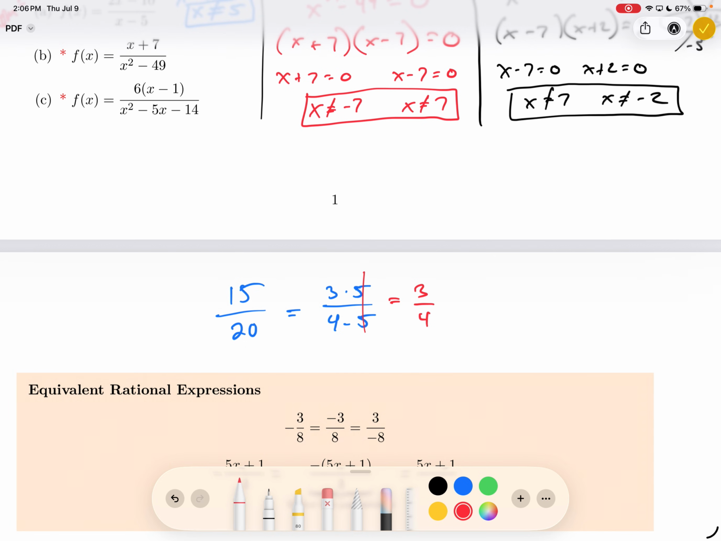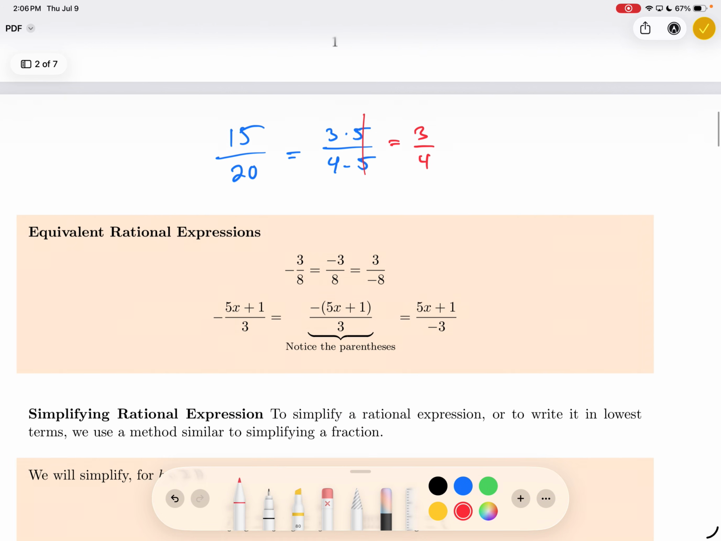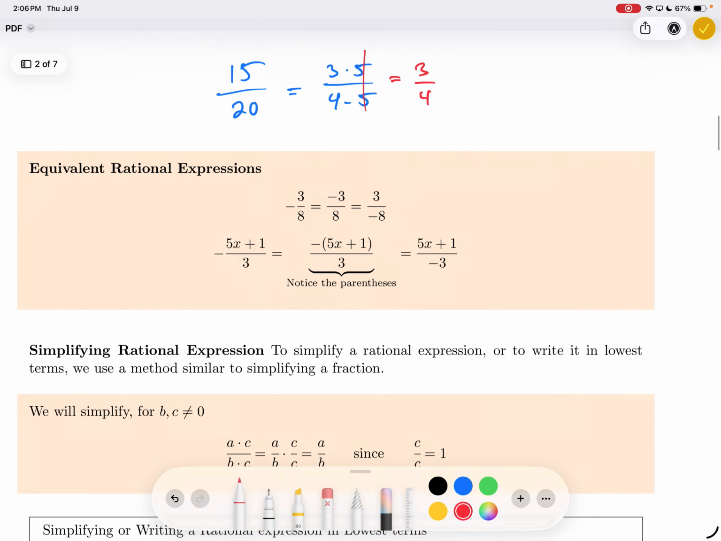So this is how you actually simplify these rational expressions: you're going to break down the top, you're going to break down the bottom, and see what cancels out. So there's a couple different thought processes with that, but this is basically what's going to happen all throughout today: you break down the top, the bottom, and then see what cancels out.